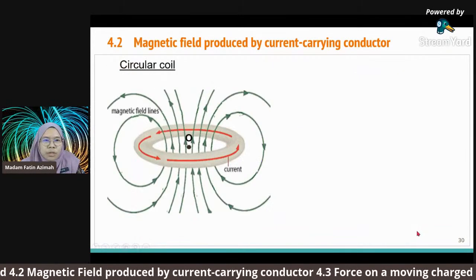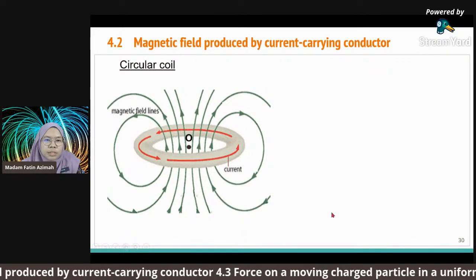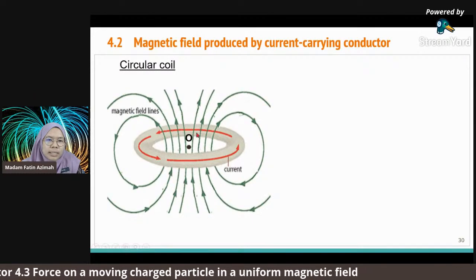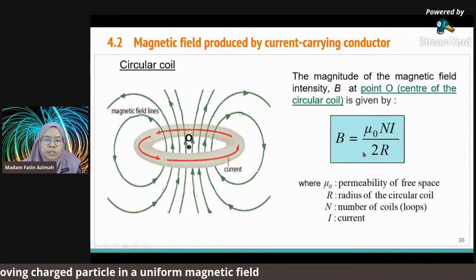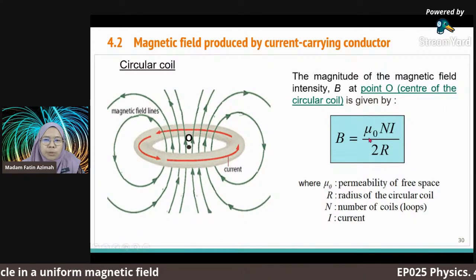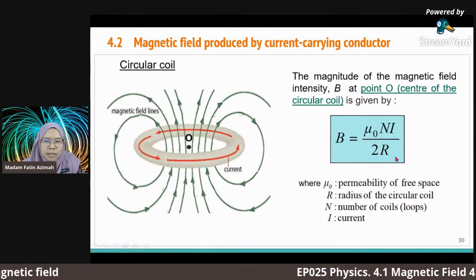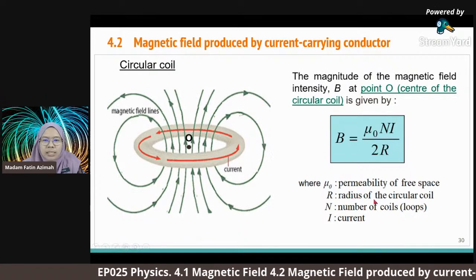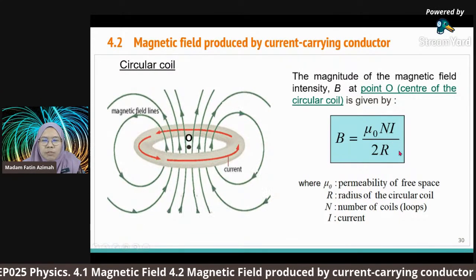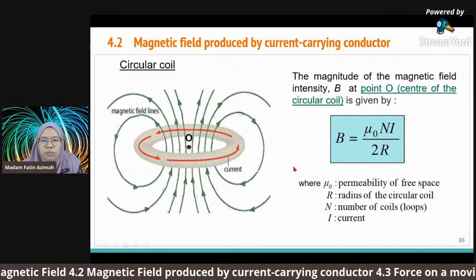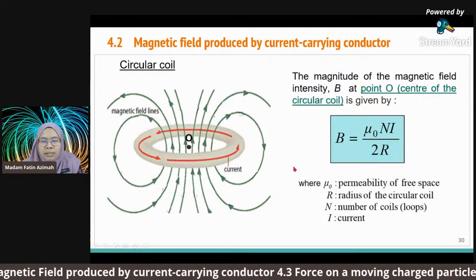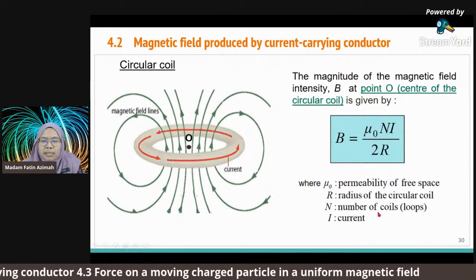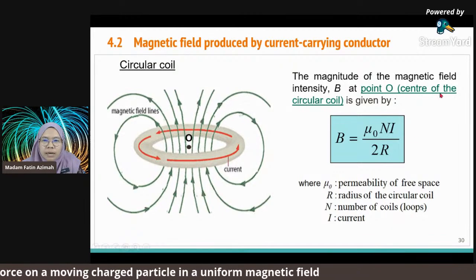Right, then move on to circular coil. So this is the pattern at the center of a circular coil. To calculate the magnitude at point O, we use this formula: B equals mu naught N I over 2R, where mu naught is the permeability of free space, R is the radius of the circular coil. So here we have capital letter R. Just now for straight wire, we only have small letter r referring to the distance from the wire. N is the number of coils, the number of loops, and I is the current.